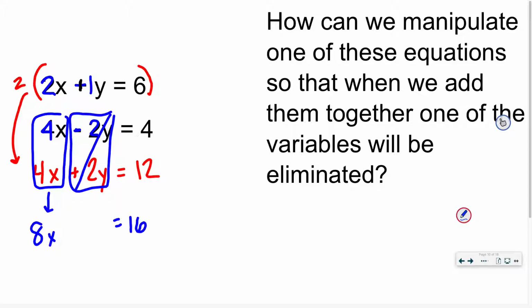So can you solve now for x? Yeah, I can. What's x? x equals 2. And if x is 2, y is also 2.